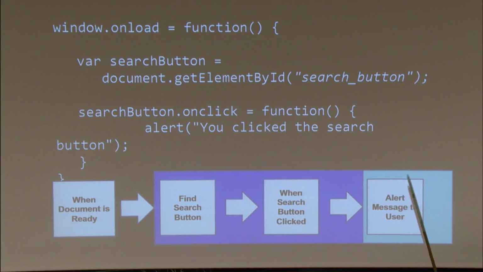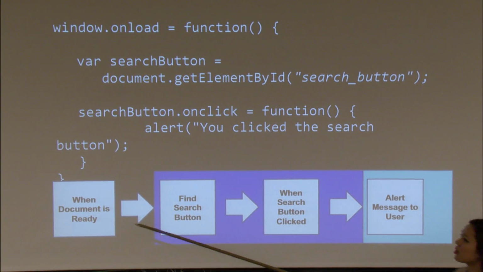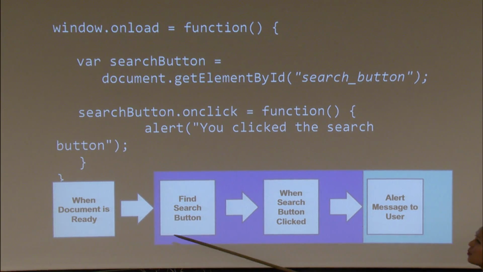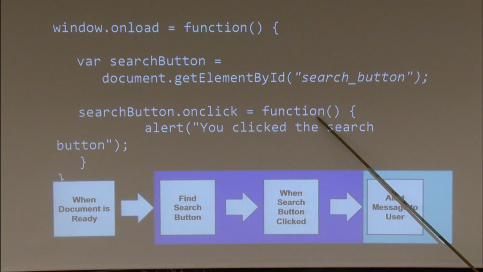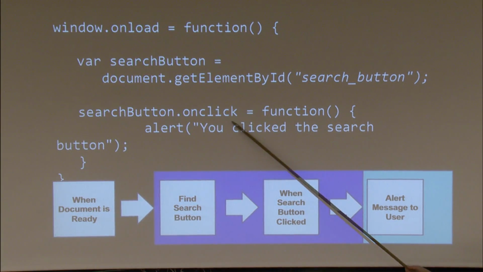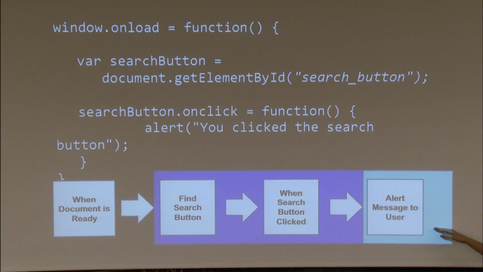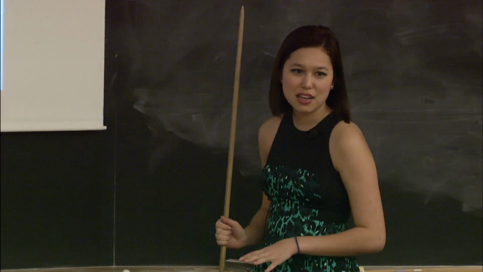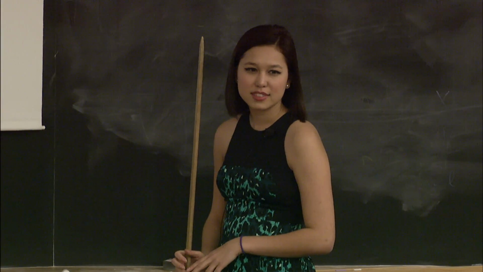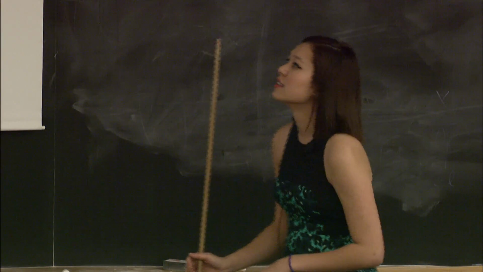So what happens is, this is a nice little graphic representation here. Our document loads, that's our onload. We find our search button, which is this. We're looking for our search button. And then when the search button is clicked, which corresponds to right here, onclick, then we finally alert our user, which is this last line here, okay? Each of those 4 steps just corresponds to the 4 boxes down there on the bottom. Does that make sense to everyone? Okay.